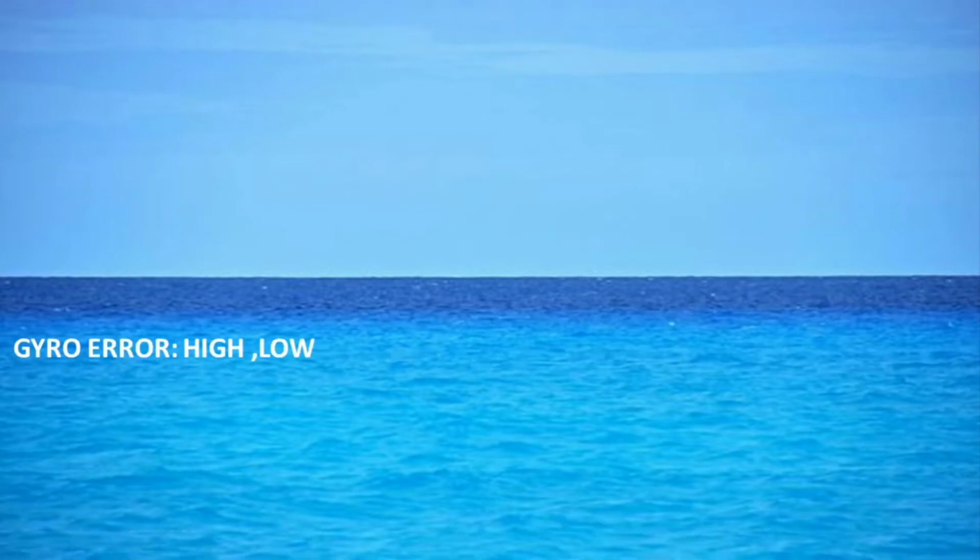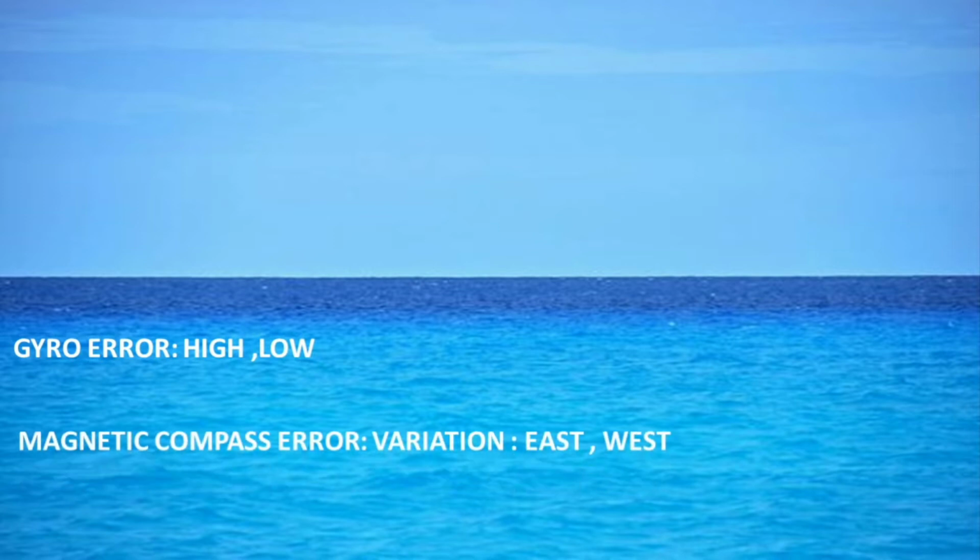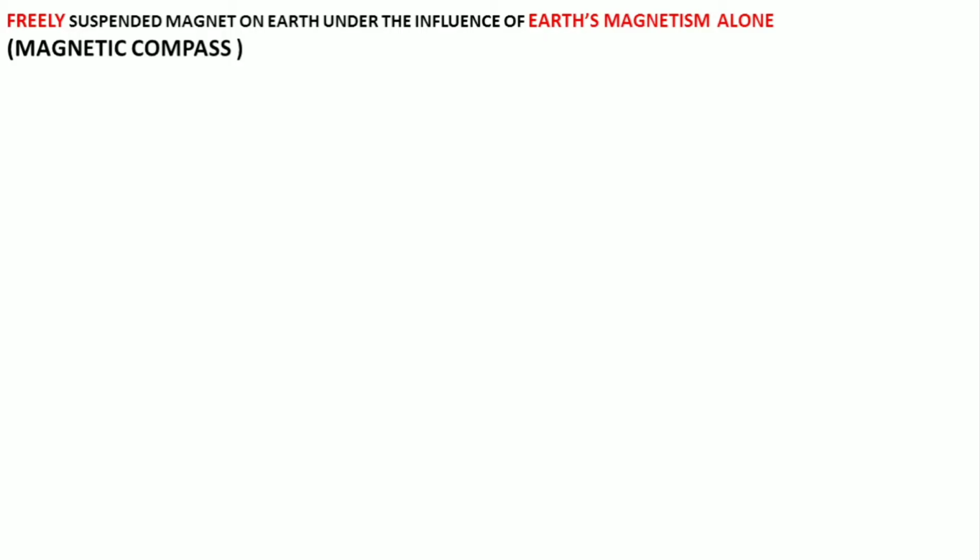Hello everybody. Now we have talked about zero error and the error of magnetic compass. Now let us see what happens to the magnetic compass once it is placed on board the ship. We know that a freely suspended magnetic needle under the influence of Earth's magnetic field alone points towards magnetic north, and such a magnetic needle is called magnetic compass.